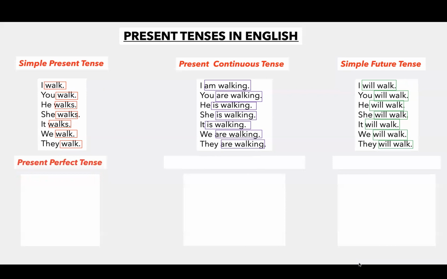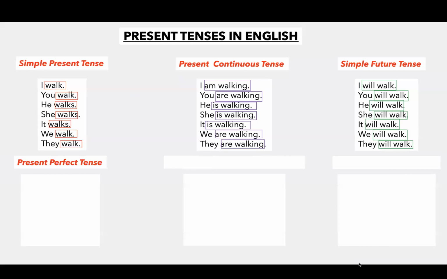And the next one, present perfect tense. Although present perfect tense has something to do with the past, we still consider it as a present tense because it has some connection to the present time. It has some connection even with the future. So that's why we call it present perfect tense. And the name also suggests that it is a present tense.